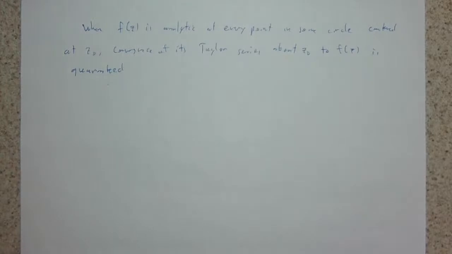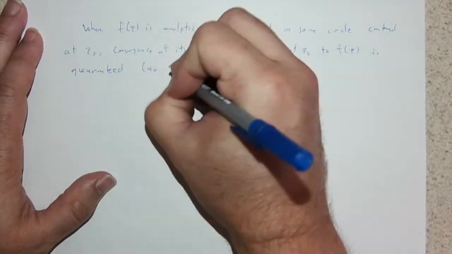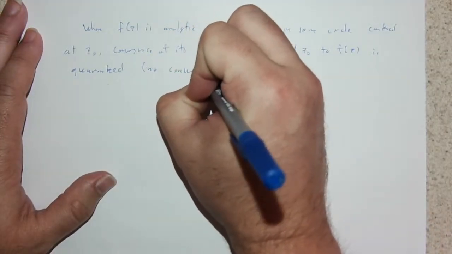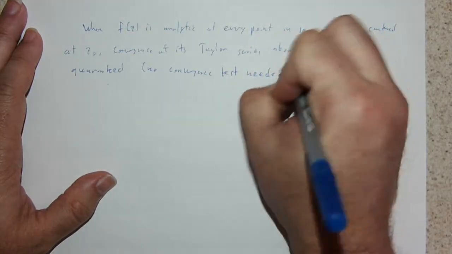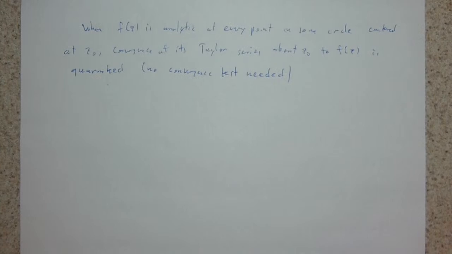And by Taylor's theorem, actually, we don't even need to check. There's no kind of convergence test that we even need to do. So no convergence test needed here. So this is nice. Okay, I get that automatically. Okay, this is directly from Taylor's theorem.